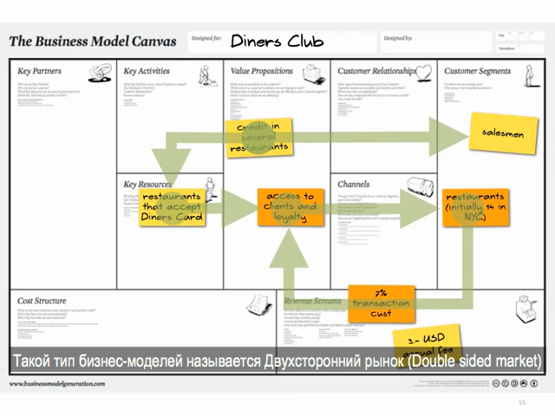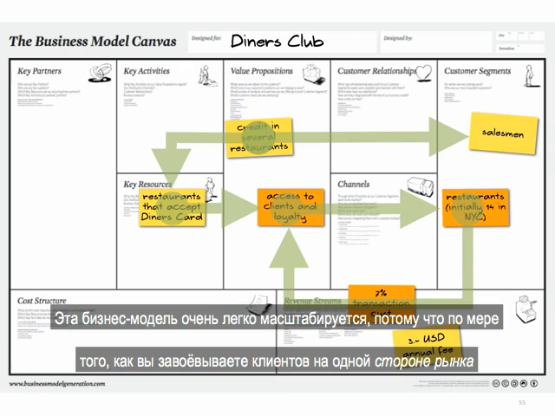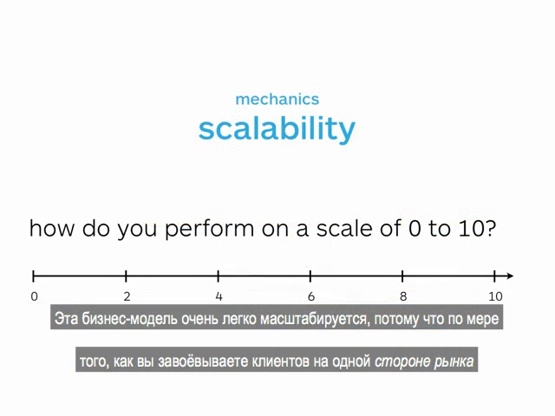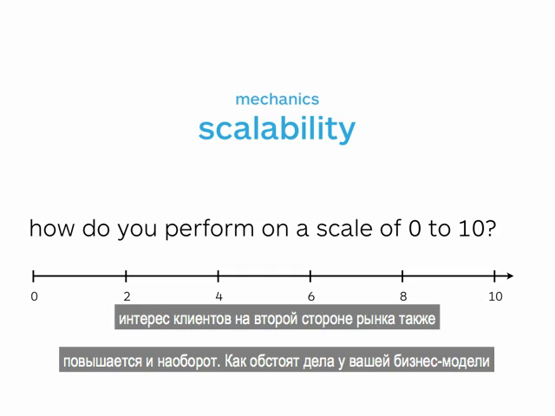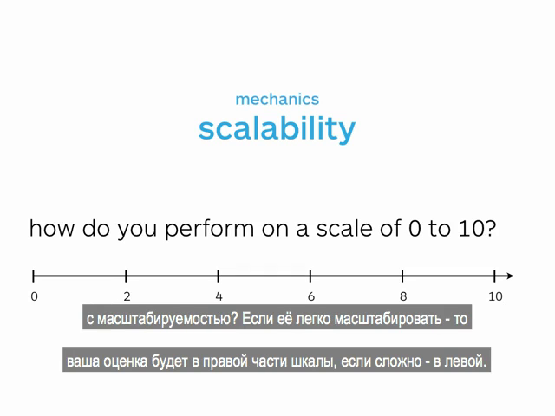That's a very powerful business model. It's a so-called double-sided market. Now, this business model is extremely scalable because once you put it in place, once you acquire the customers on the one hand side and the merchants who accept the cards on the other hand side, you can scale it very easily. So how do you perform on scalability? Do you have a business model that's hard to scale? You're more on the left-hand side. Or do you have a business model that's very easy to scale? You're more on the right-hand side.